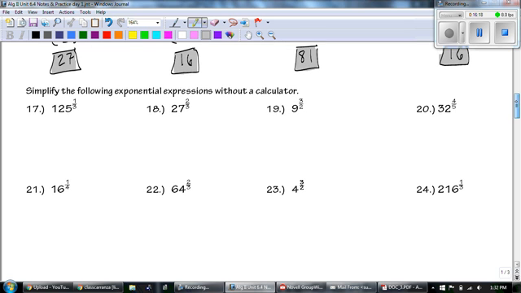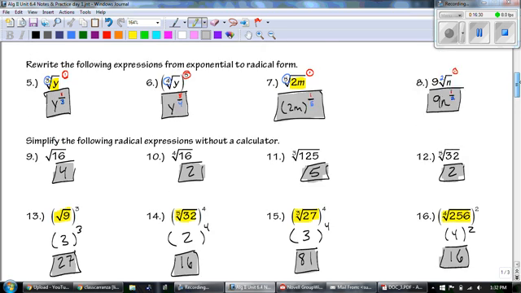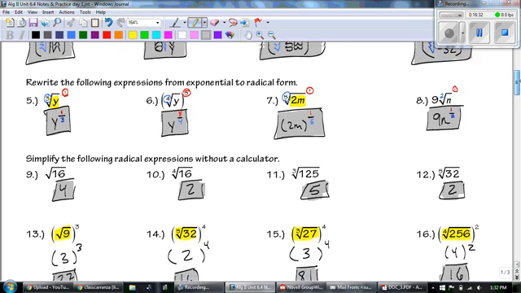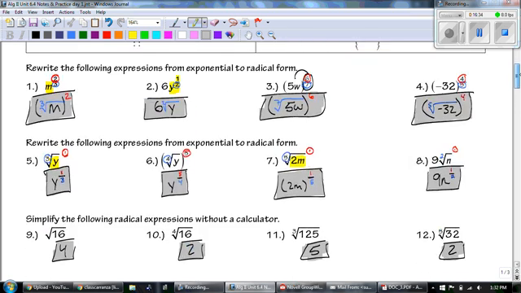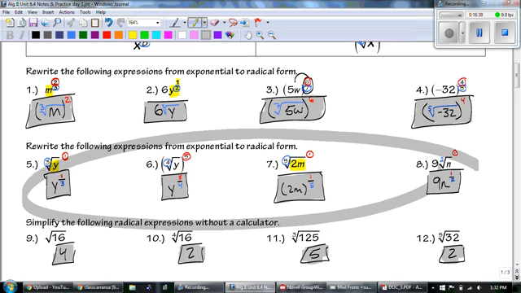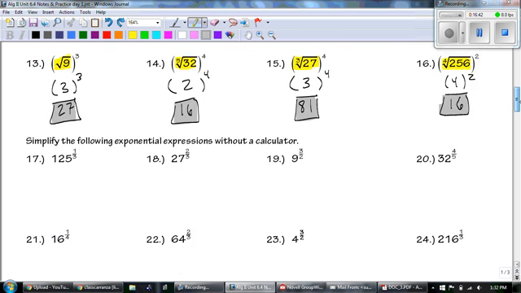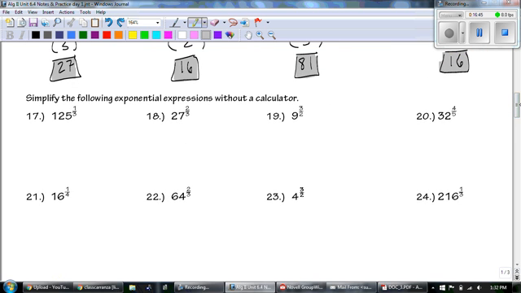Okay, so for here, it wants us to simplify the following exponential expressions without a calculator. So we're doing the same thing as we were doing on 13, but 13 through 16, well, actually 9 through 16, but we're going to do step like what we did here first, okay? So we're going to rewrite it, and then we're going to solve it, or simplify it.